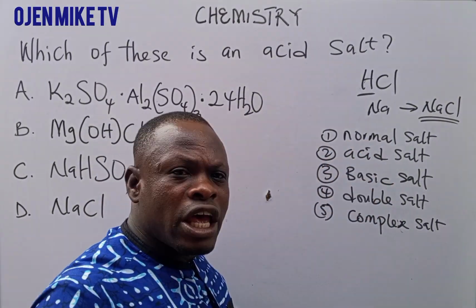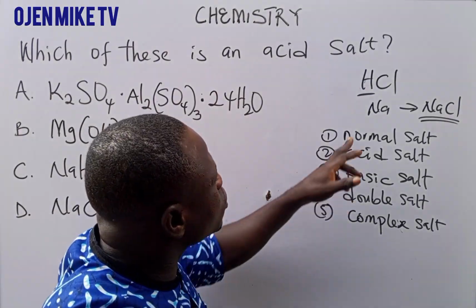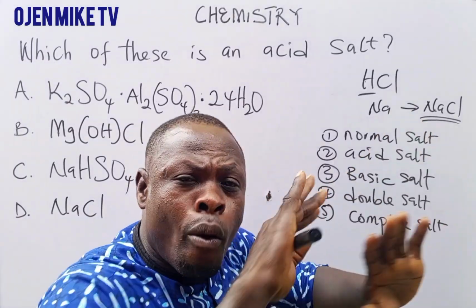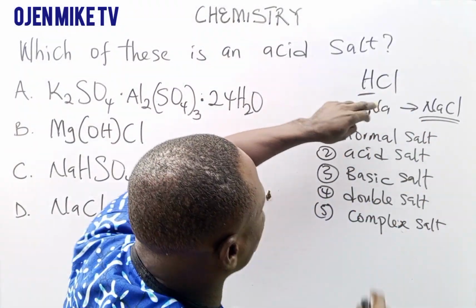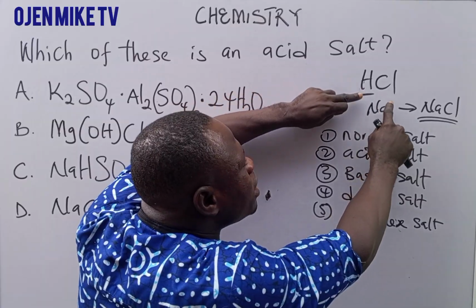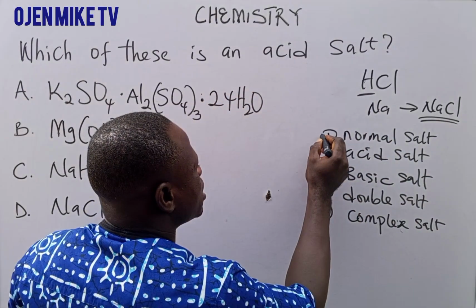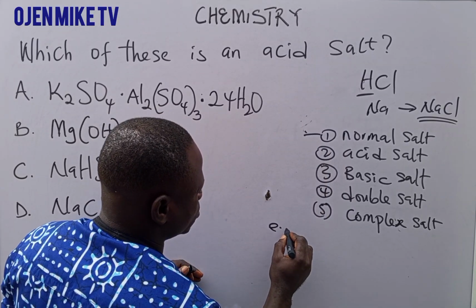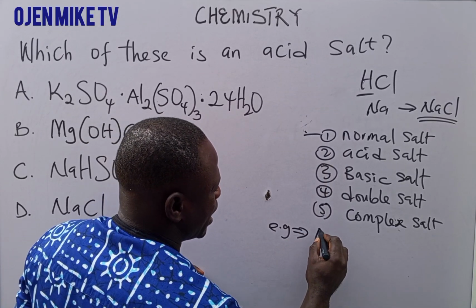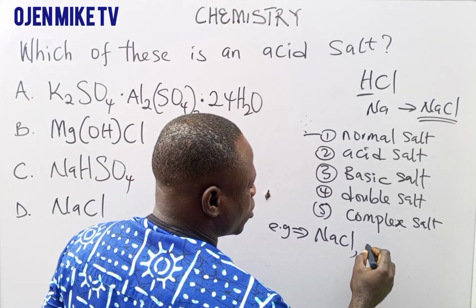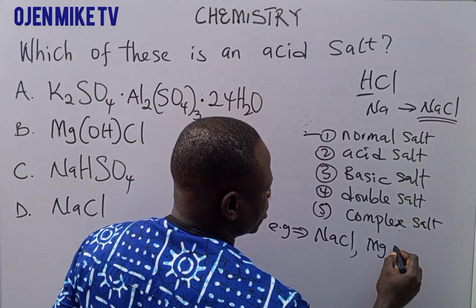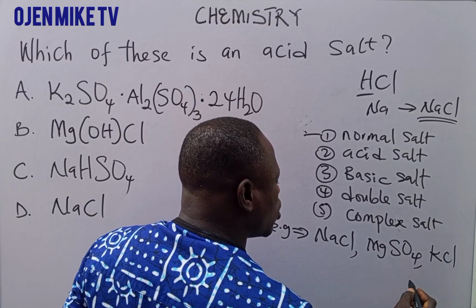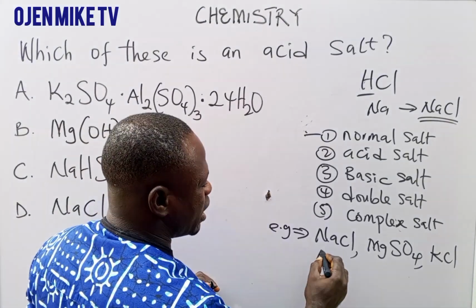Now, a normal salt is formed when the hydrogen atom in an acid is completely replaced by a metal. Look at this hydrogen here, it is completely replaced by a metal. Examples of normal salt: NaCl, MgSO4, KCl, NH4Cl.